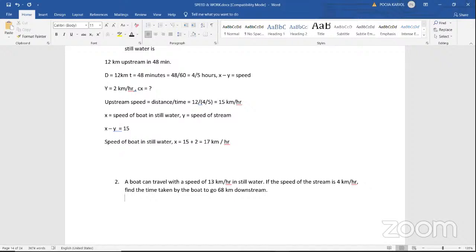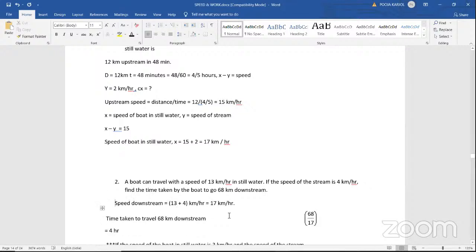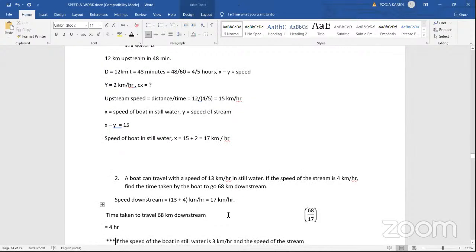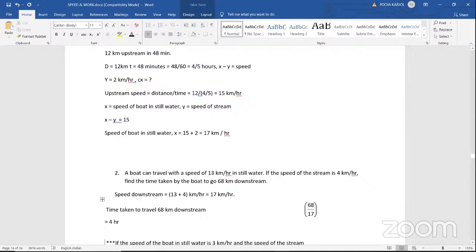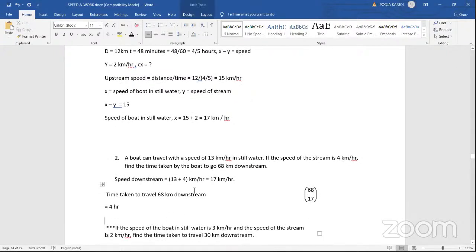Okay. Downstream speed is what? Speed of the stream plus speed of the boat, because it's going along with the water. So 13 plus 4, 17 kilometers per hour. And they've asked how much time it will take to travel 68 kilometers downstream. That is the total distance. So 68 by 17 will give you 4 hours.